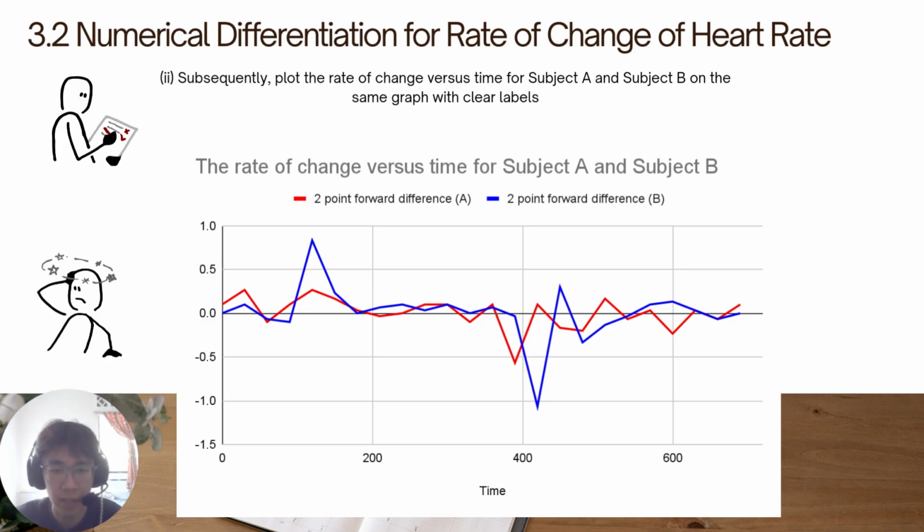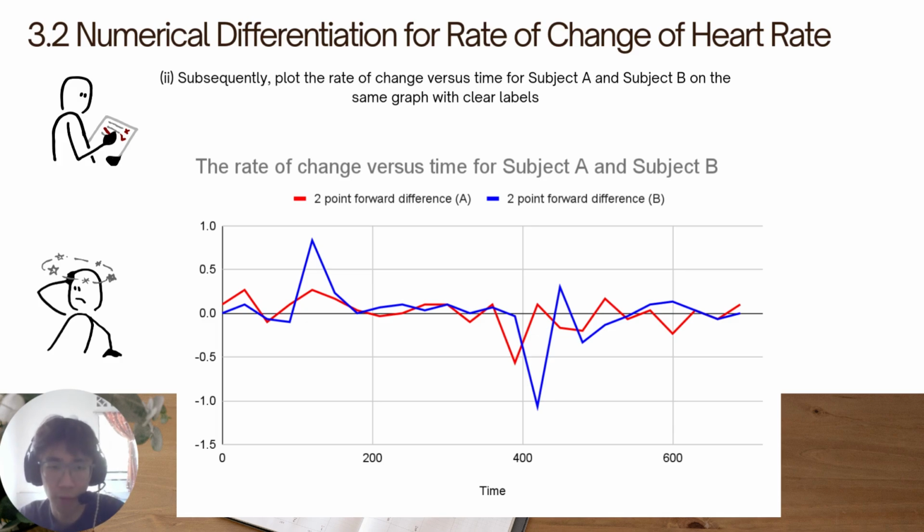A positive value indicates that the heart rate is increasing, which mainly occurs during the transition from rest to exercise. A negative value indicates that the heart rate is decreasing, which mainly occurs during the recovery phase after exercise has stopped.